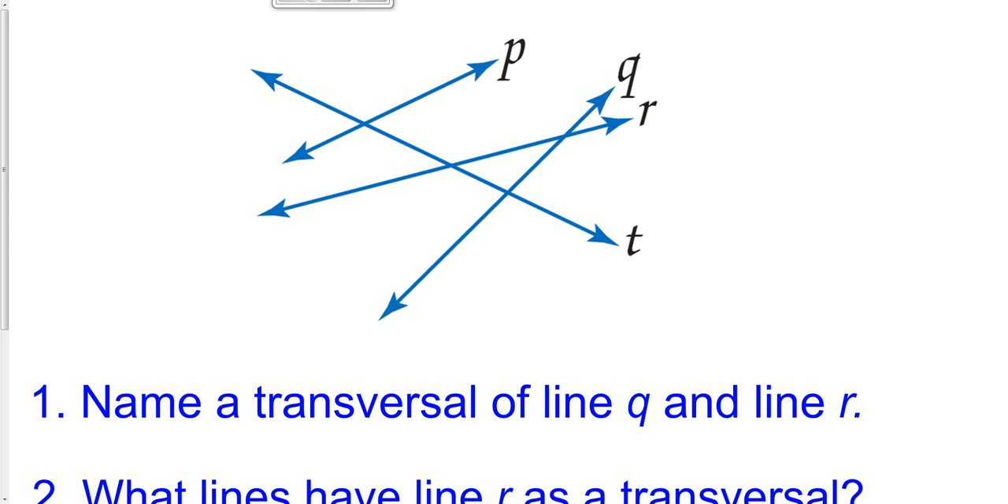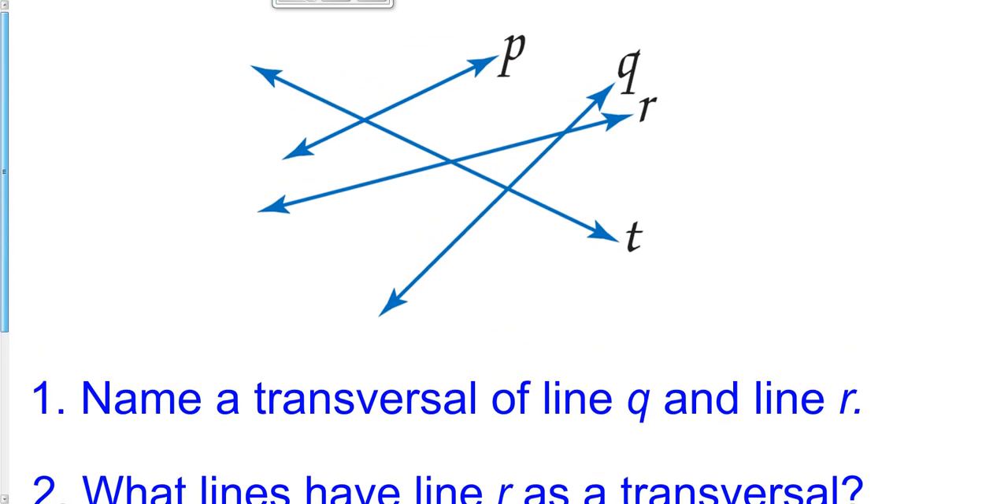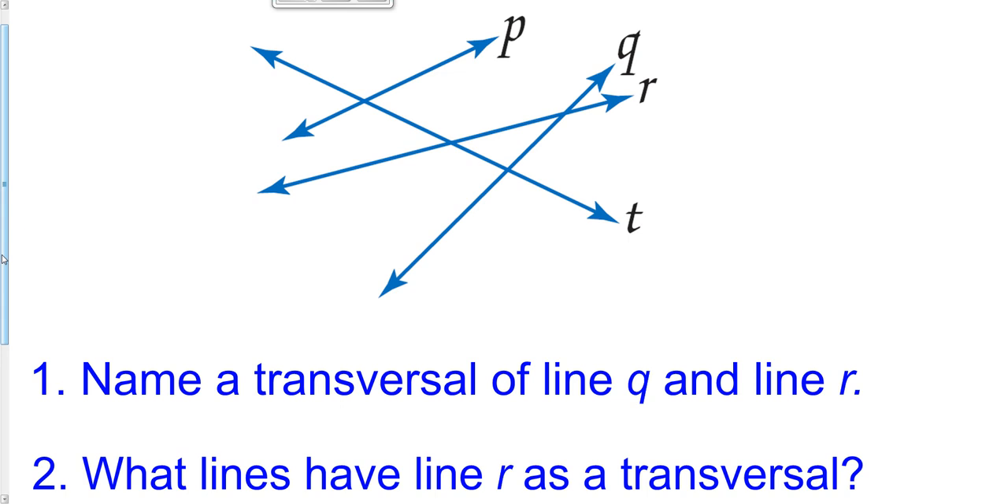All right, we finish up this video with a couple problems that you're going to see on your homework or your accelerated math. Name a transversal of line Q and line R. So what line intersects both Q and R? That's what a transversal is. It's a line that intersects two or more lines. So line Q is right here. Line R is right here. What line intersects both of those two? That line is line T. It intersects Q and it intersects R. So line T is the transversal.